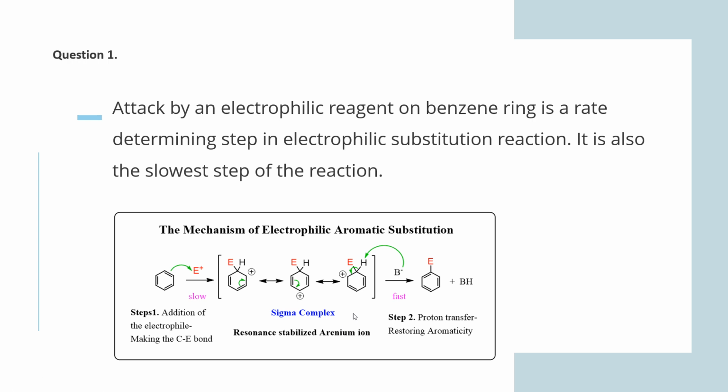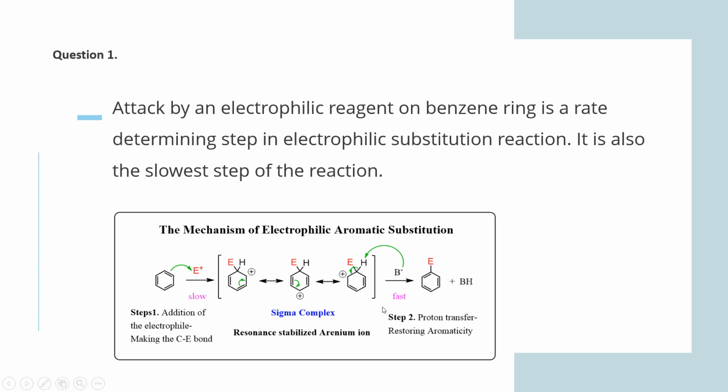After the formation of this sigma complex, in the subsequent step, a base present in the reaction medium deprotonates the sigma complex and results in the aromatization of the arenium ion, giving the desired product. Thus, the desired product of this electrophilic aromatic substitution is obtained in the reaction. So, the main steps involved in electrophilic aromatic substitution are addition of the electrophile making the C-E bond, where we observe the formation of sigma complex, and in step 2, proton transfer happens, restoring the aromaticity of the arenium ion, giving the desired product.